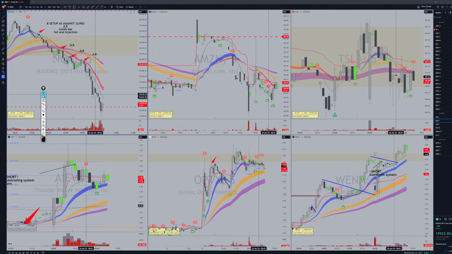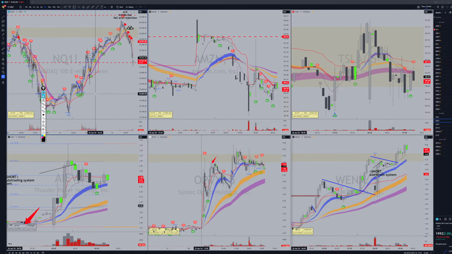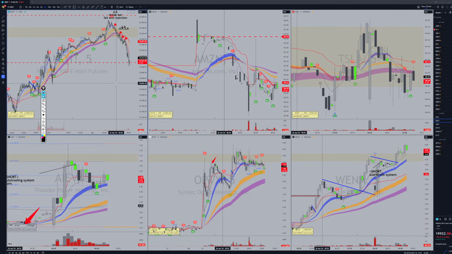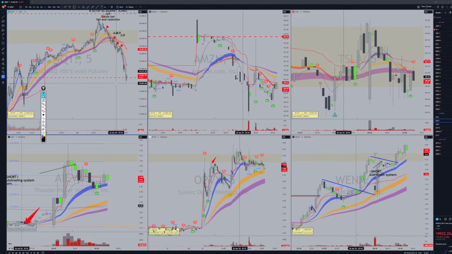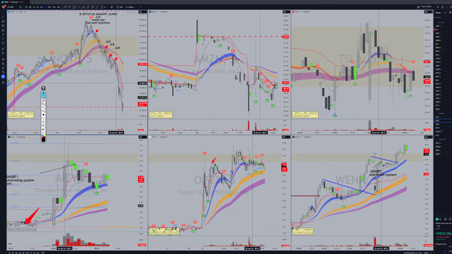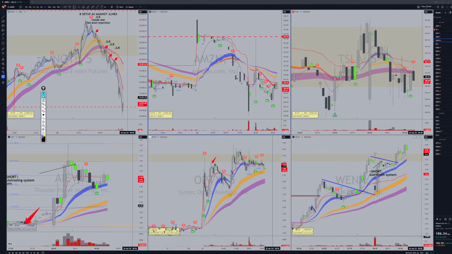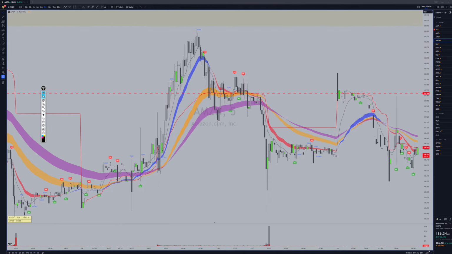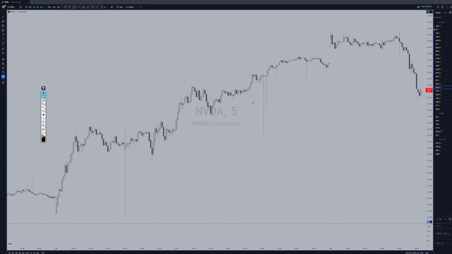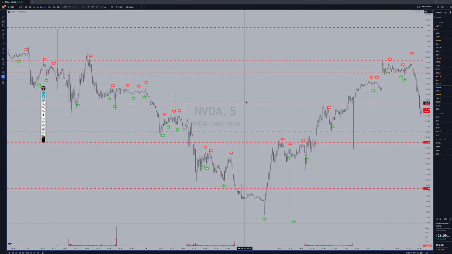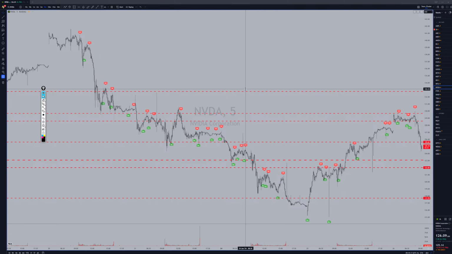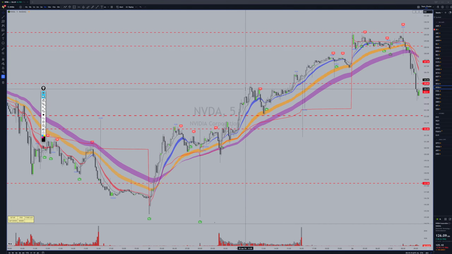So NQ, we're going to look for a major play, which for now will be a continuation to the downside. If we start seeing weakness, we're going to look to trade this short. Essentially, we're going to stay on the short side on NQ, and then I want to look at Nvidia. I'm going to look to take a short play this morning, and this is Nvidia.